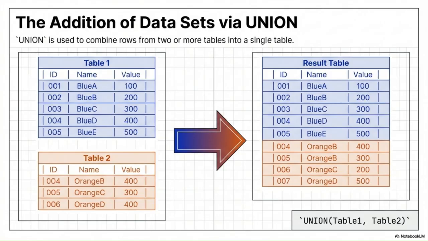Union is used to combine rows from multiple tables into a single table. It stacks data vertically, one table below another. A key requirement is that both tables must have the same number of columns, matching column order, and compatible data types. Union is very useful when consolidating data from multiple sources or time periods.